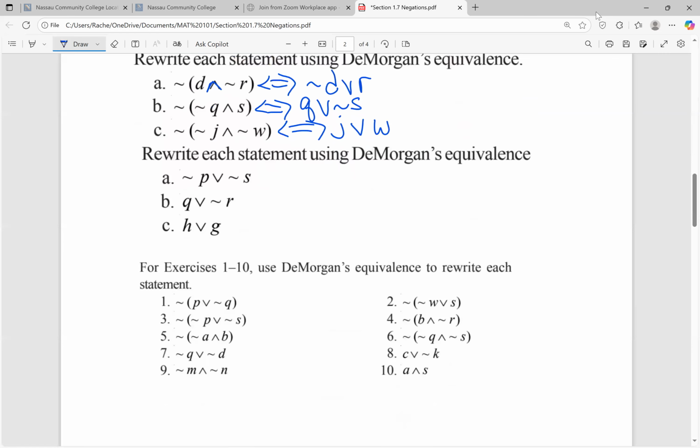Now let's practice going the other way. So now we have the result, right? We have the or statement. So let's write the and statement that was negated. So we have to start with the negation. And what was negated? Well, now we have to write the opposite of not P and not S. So that's going to be a not P, which is P, and not S, which is S. So not P and S.